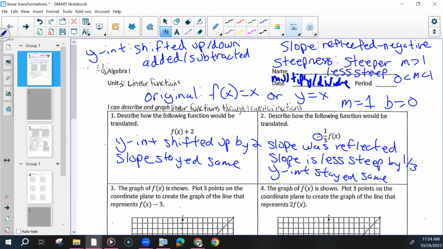So you have to be able to recognize what's happening to what and how. Questions on either of those before we move on?